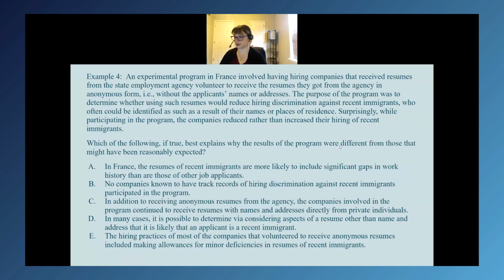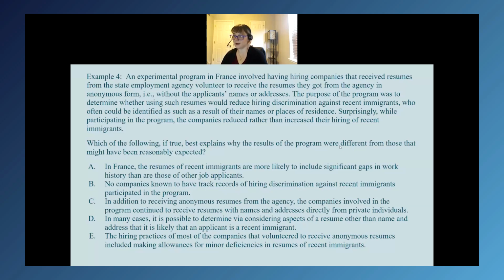A. In France, the resumes of recent immigrants are more likely to include significant gaps in work history than are those of other job applicants. This one sounds like it might resolve the paradox, but it doesn't actually do so, because those gaps are there either way. When they anonymize the resumes, they're not taking off the gaps in employment. So that is something that has not changed. So if that was the cause, then we would expect things to be level.